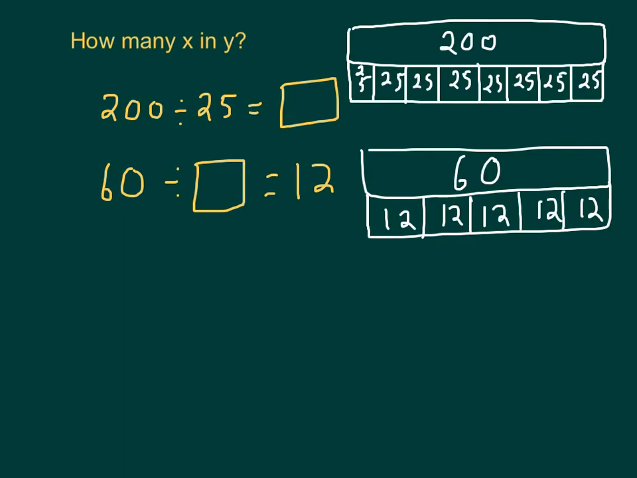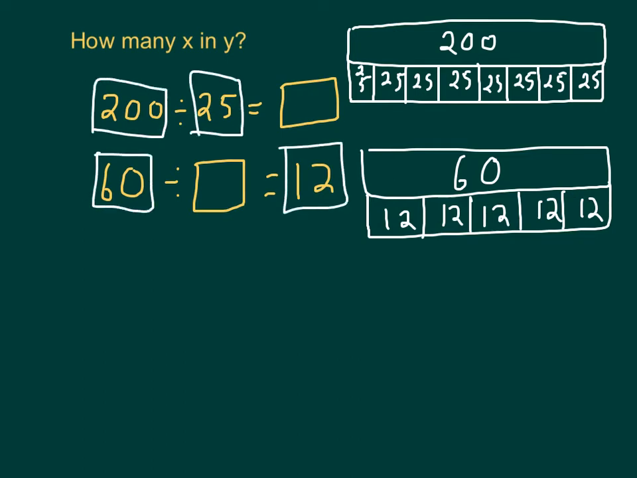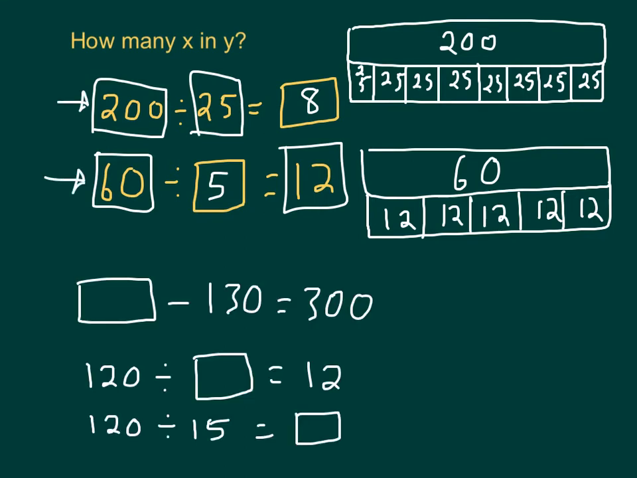So hopefully you understand that these are essentially the same. I'm looking at the whole, is this bit here or this bit here, and I'm saying how many of these are in them. And I could draw them diagrammatically like that each time. I'm saying how many 25s in 200? Of course it's 8. And how many 12s in 60? There are 5. The key there, of course, is recognising that the whole is the first number in a division. Now, let's see if you can apply that understanding to answer these three questions.